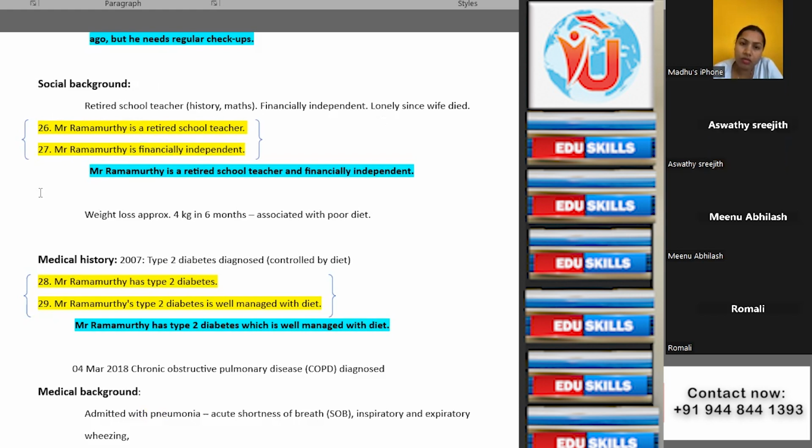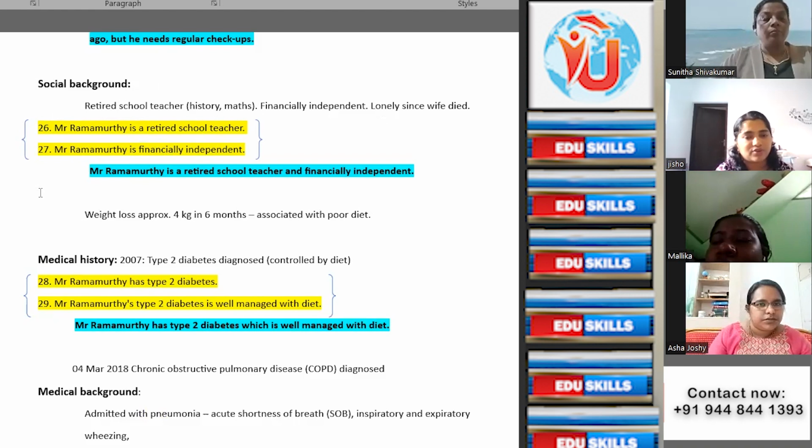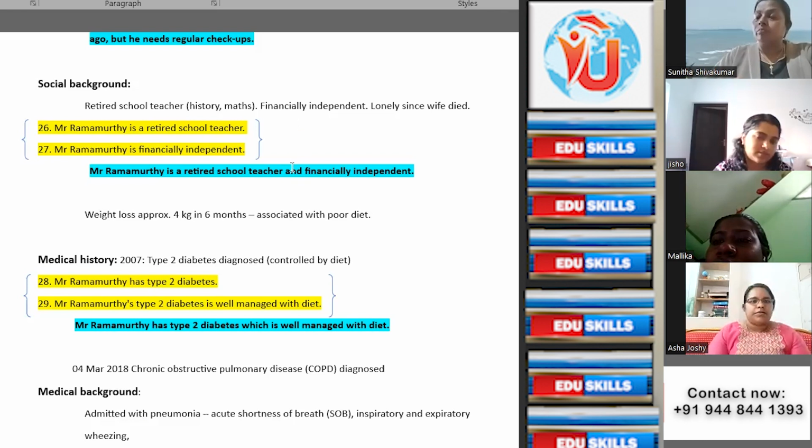So while making these compound sentences, we are avoiding the repetition of the name. Here we are writing Mr. Ramamurthy is a retired school teacher and financially independent. So we are avoiding the repetition, that is, Mr. Ramamurthy. Okay, so here also we are joining with the conjunction, that is, and. We are omitting the subject, or else we can use the pronoun.